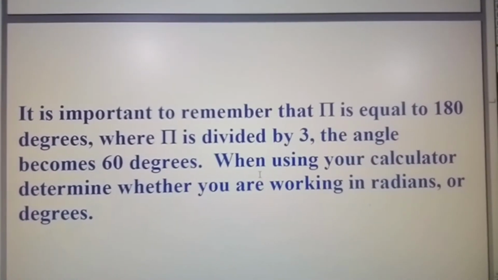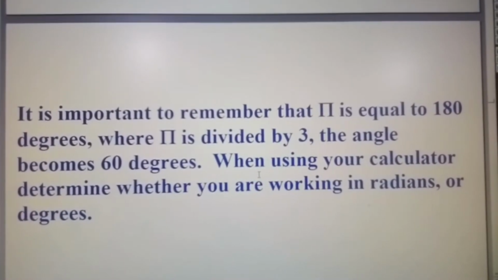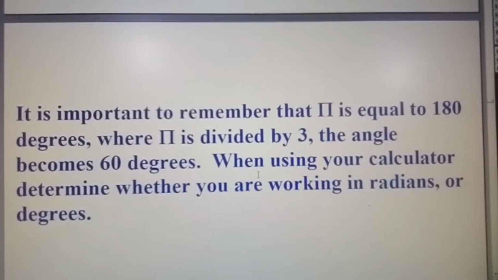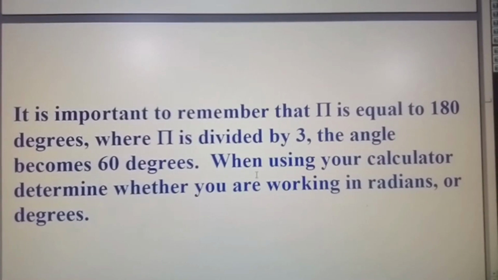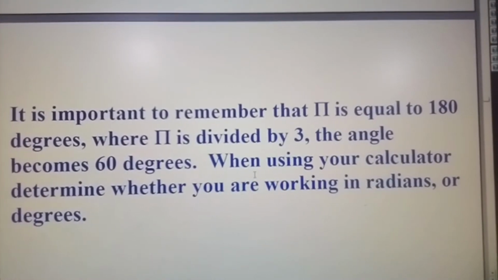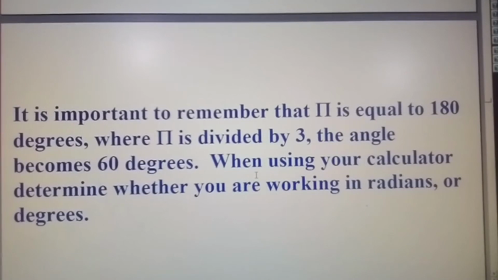Now it is important to remember that pi is equal to 180 degrees. Where pi is divided by 3, the angle becomes 60 degrees. When using your calculator, determine whether you are working in radians or degrees. That is important.